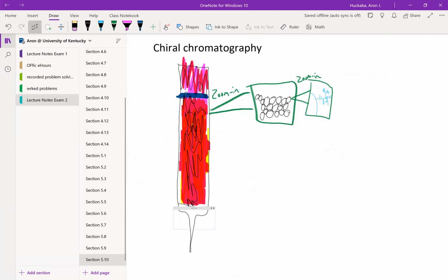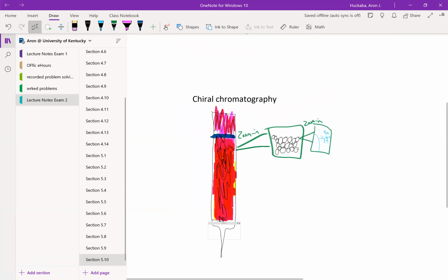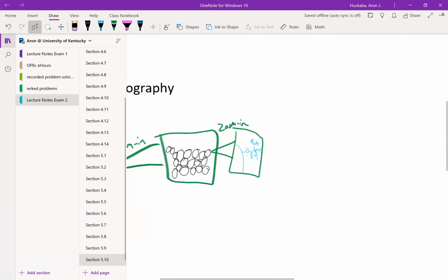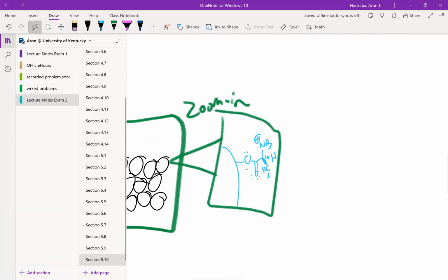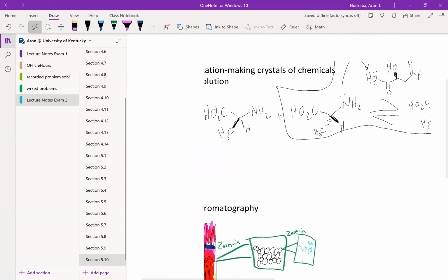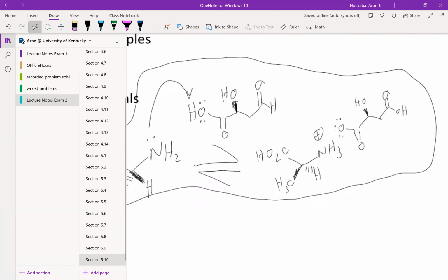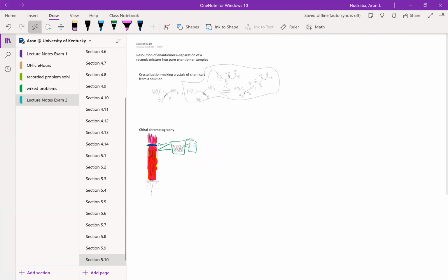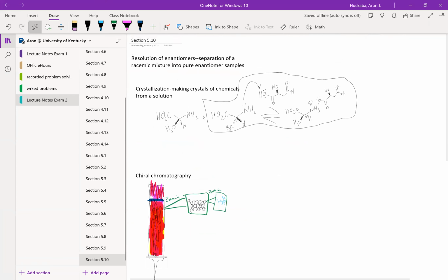And these are the two main ways that we have to separate enantiomers from racemic mixtures, and the individual components, such as the alanine that we drew here, or the malic acid that we drew here, are called resolving agents because they help to resolve enantiomers from racemic mixtures. And this has been section 5.10.